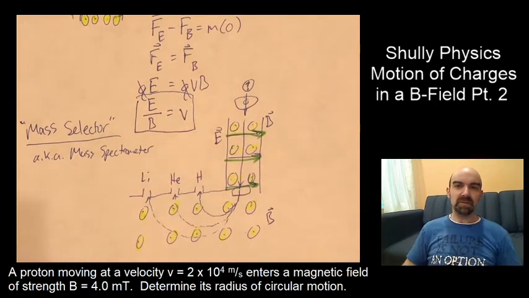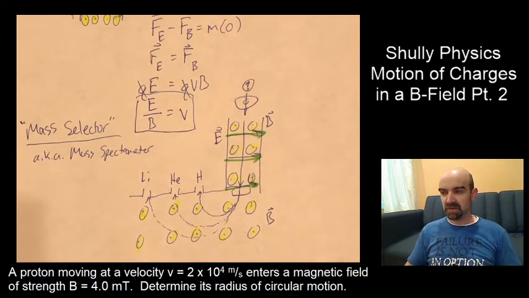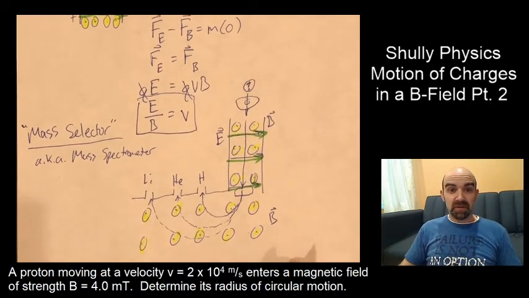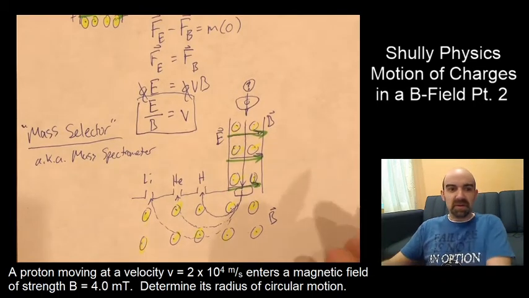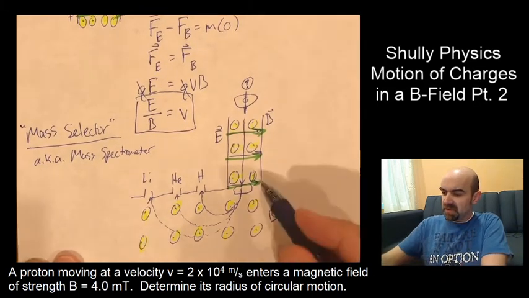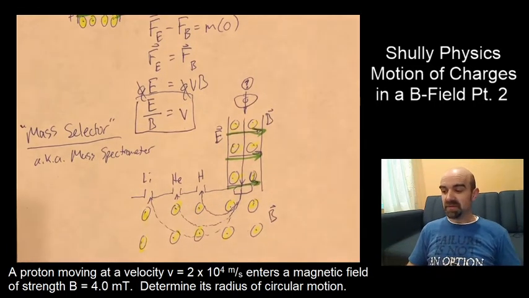And there may be different kinds of charged particles. We could be talking about electrons and positrons, which is a positively charged electron. So you see how it would affect that radius differently.